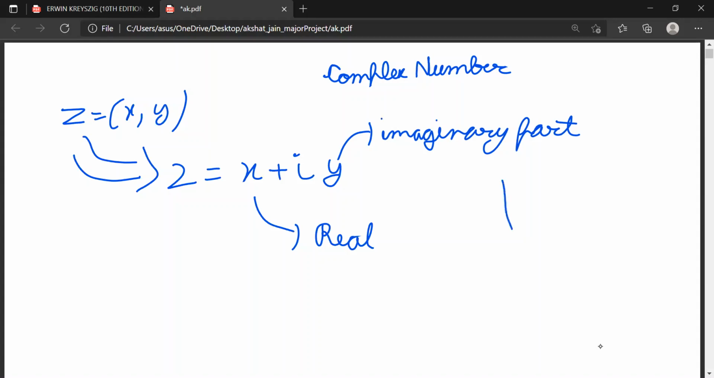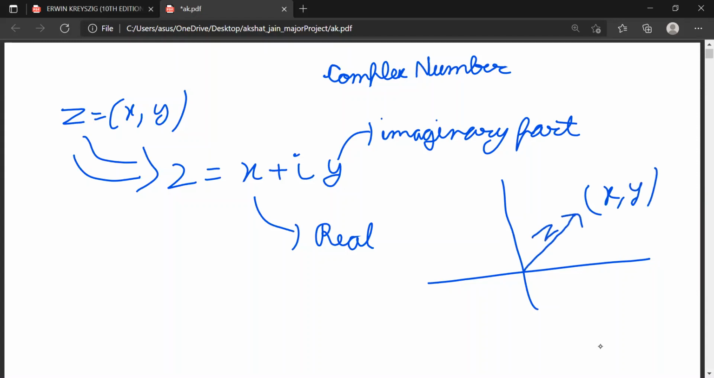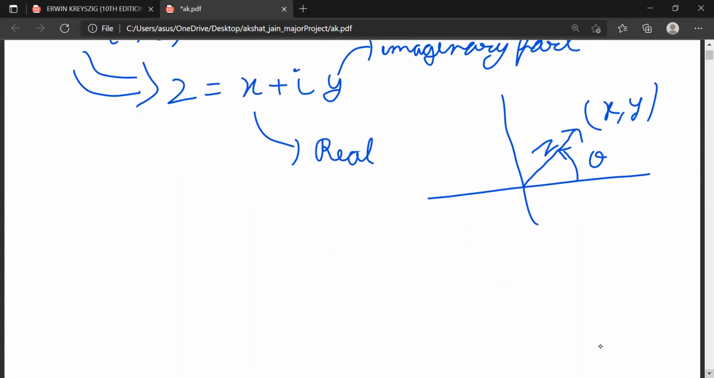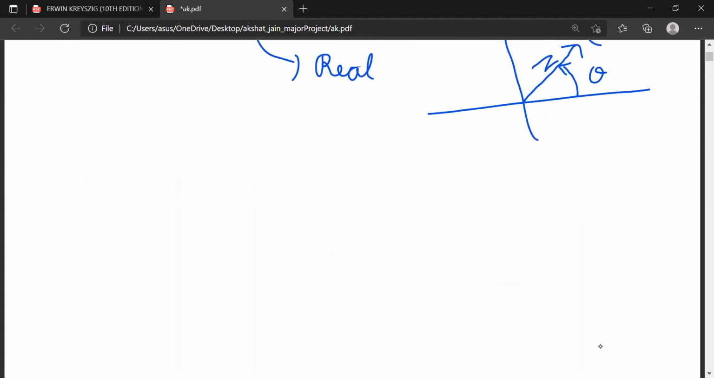This x comma y is written like we are representing a vector. This is x comma y. This is vector z. This is a direction, and this angle is known as its argument theta. So now we will do the addition and multiplication.